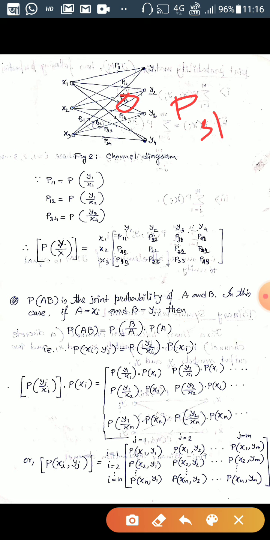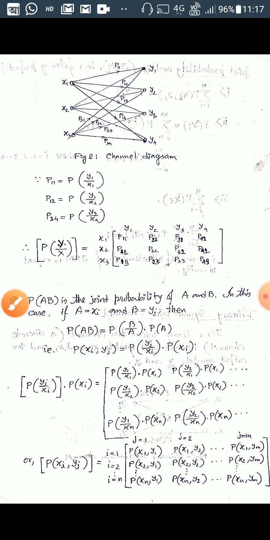This is not the correct one. P of 1 4, this is also not correct. This will be named as p of 4 1. And in the same way, you just correct this whole diagram. This is my mistake, I just wrote down the wrong one there.